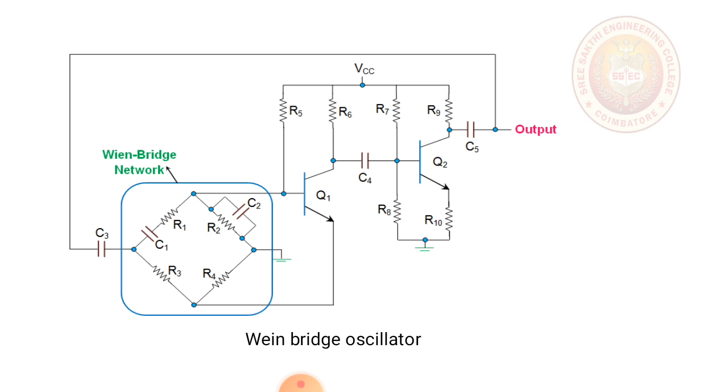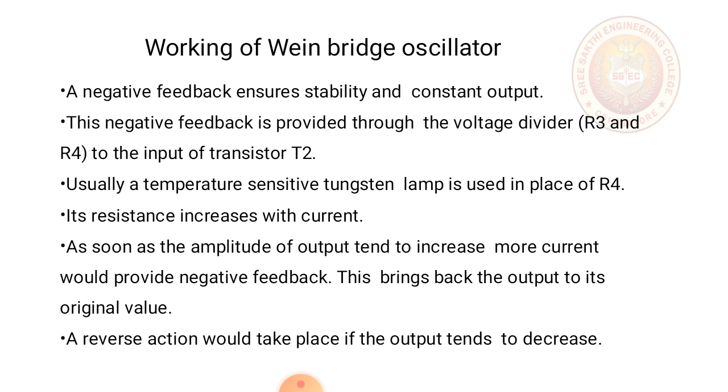So R1 and R3 are connected to the second transistor through the voltage divider rule. Usually, a temperature sensitive tungsten lamp is used in place of R4. Its resistance increases with current. As soon as the amplitude of the output tends to increase, more current provides negative feedback. This brings the output back to its original value. A reverse action takes place if the output tends to decrease.